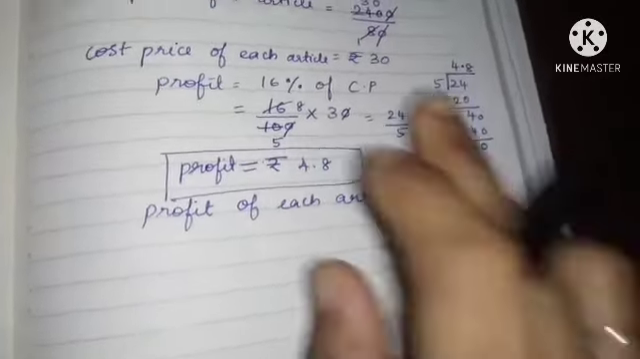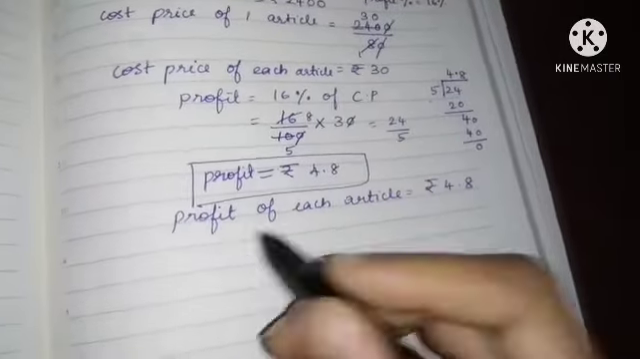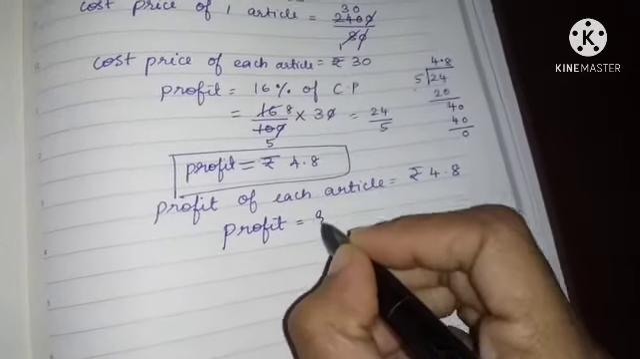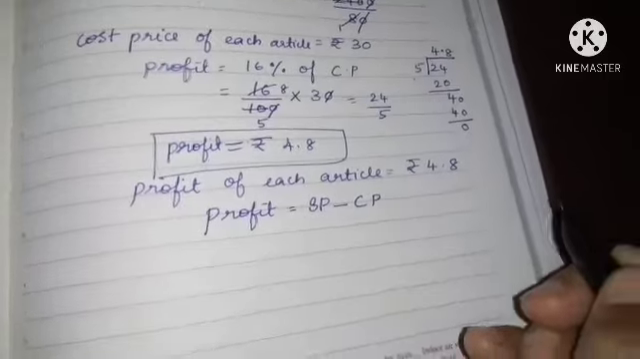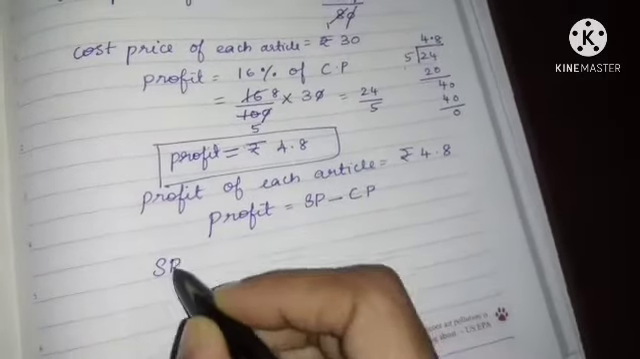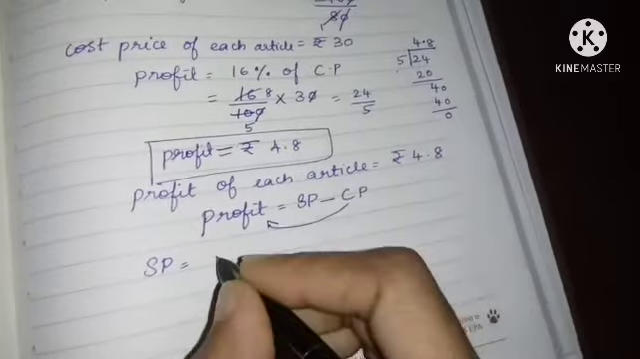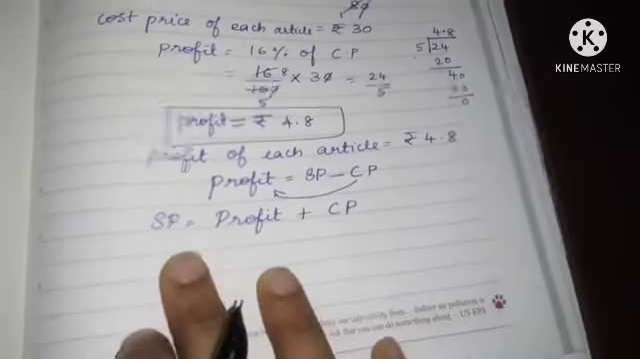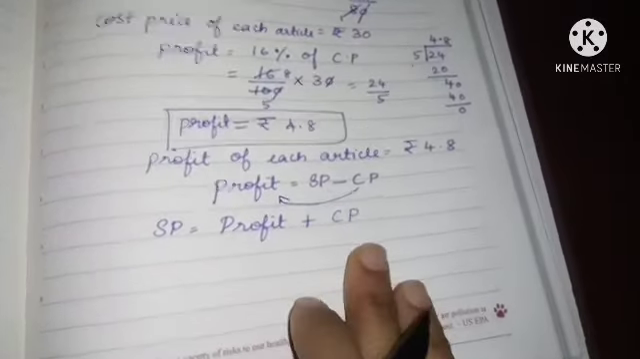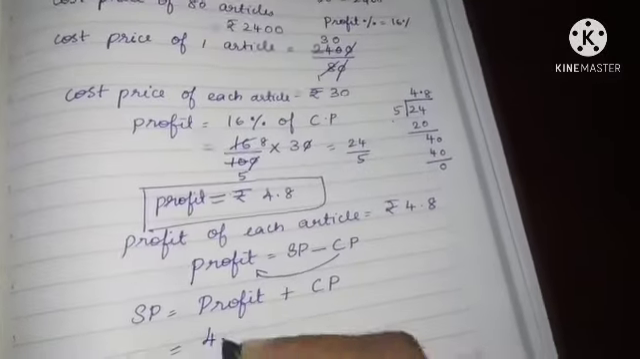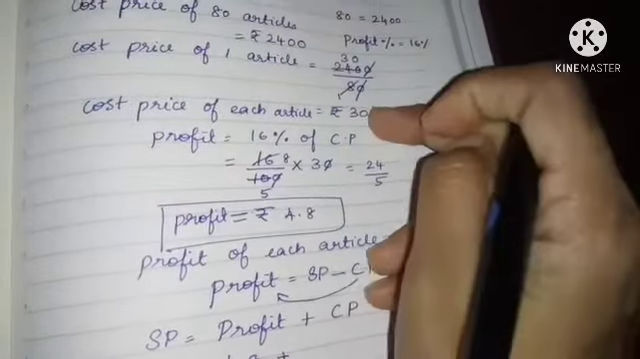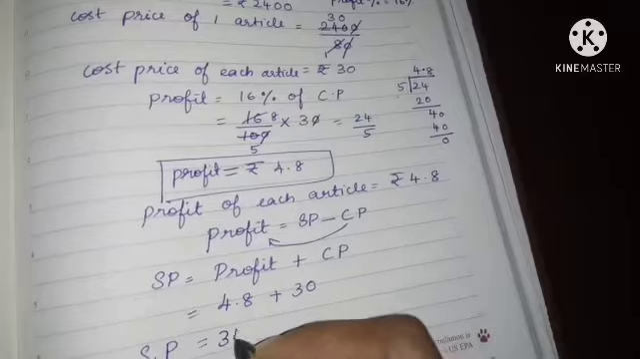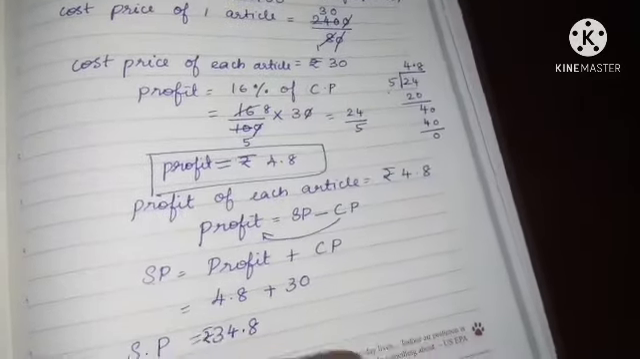Now we found the profit and cost price. Do you know the relation between profit, cost price and selling price? Profit is equal to selling price minus cost price. You want to find the selling price, correct? So selling price is equal to profit plus cost price. The profit is 4.8 plus the cost price of each article, 30. So the selling price is 34.8 rupees.